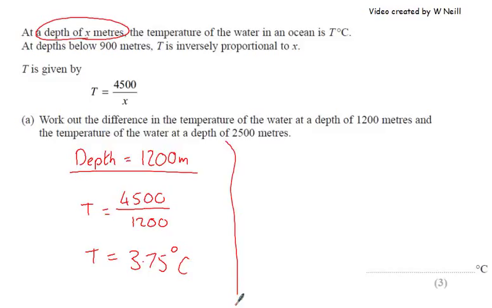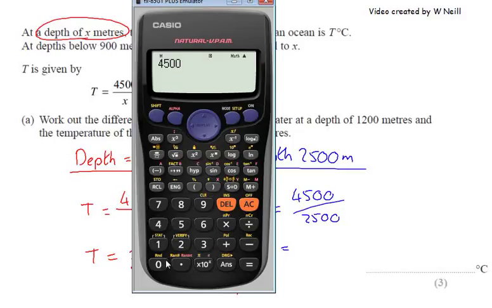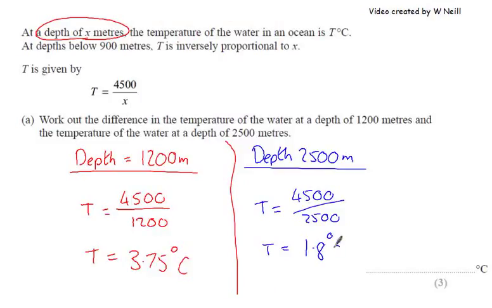Okay, let's do the other one. So a depth of 2,500 meters is going to be temperature is equal to 4,500 divided by 2,500. Temperature is equal to 1.8 degrees centigrade.